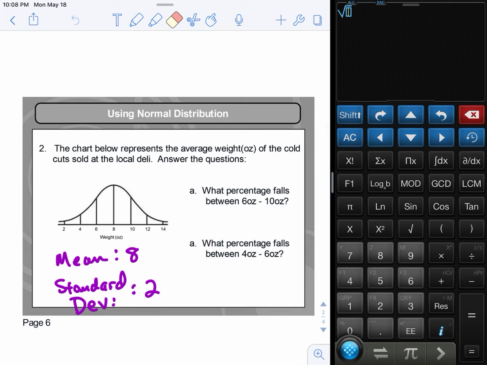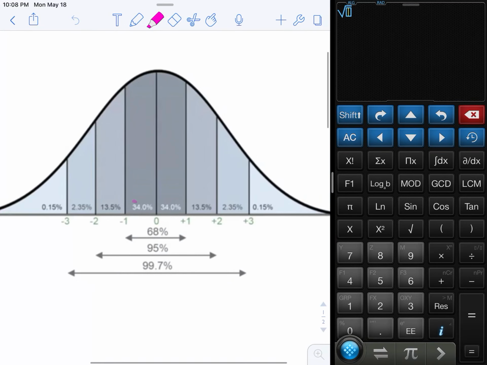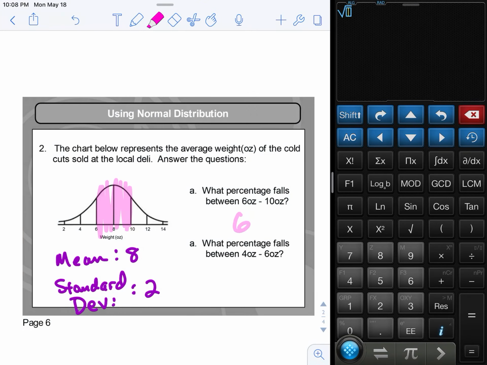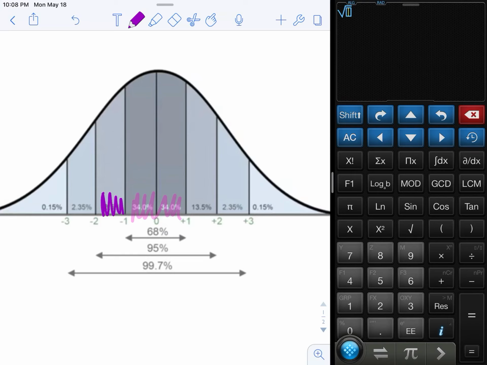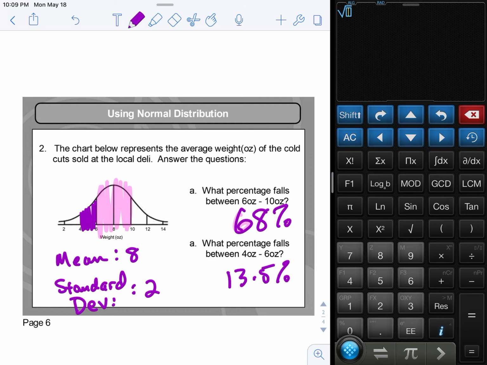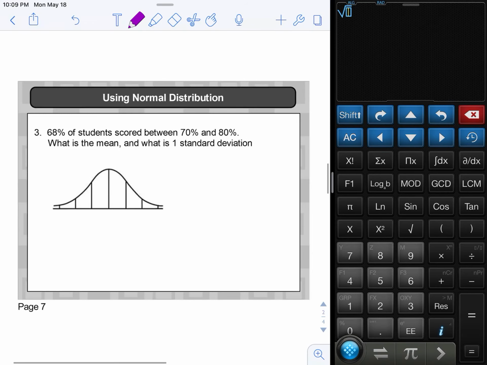What percent falls between 6 and 10? So 6 to 10, how much is that? That's the middle 2. You look at your picture, the middle 2 is 34 and 34 is 68%. How about 4 to 6? Just pay attention to which one that is. 4 to 6 is right here. 13.5. That's all you got to do. All you got to do is understand how that chart works. And again, I didn't say memorize it. Just understand how it works. Just be able to look at it.